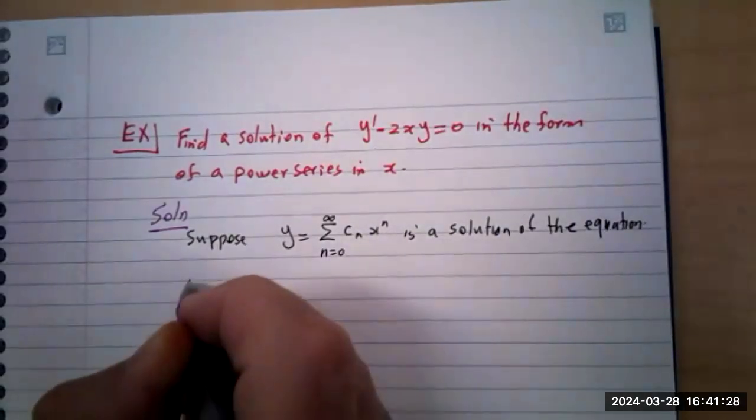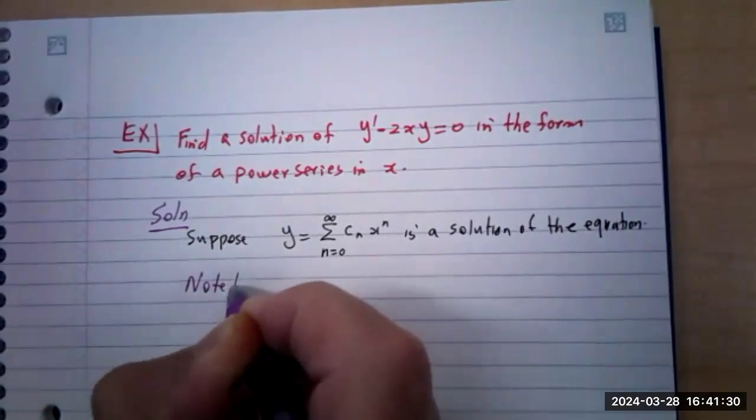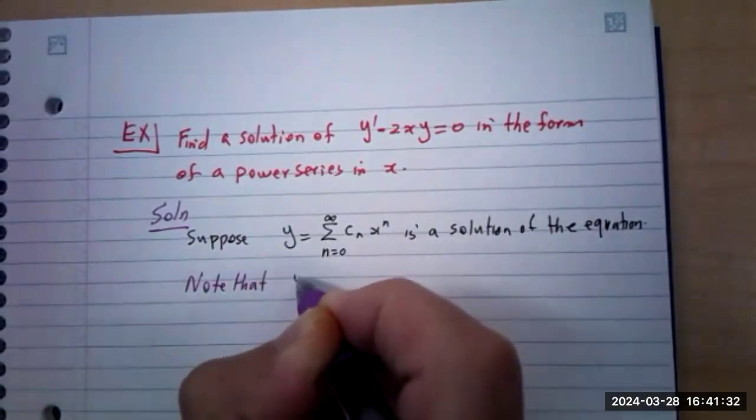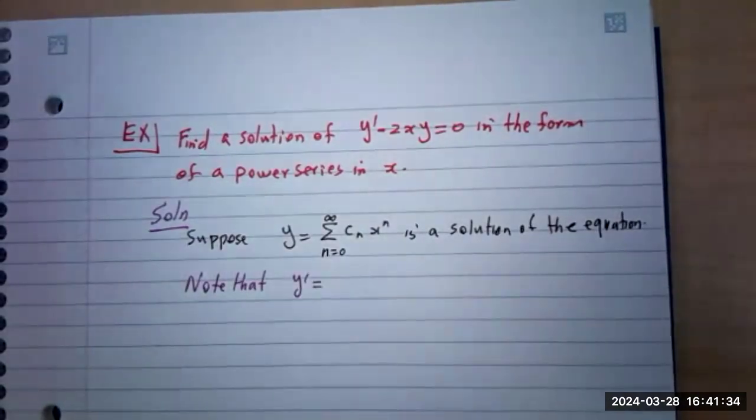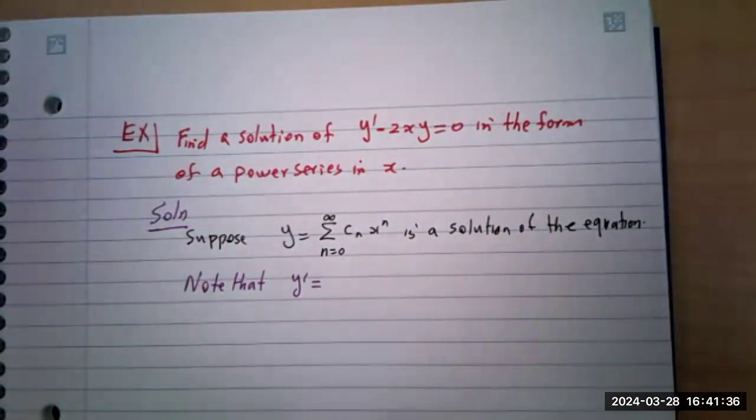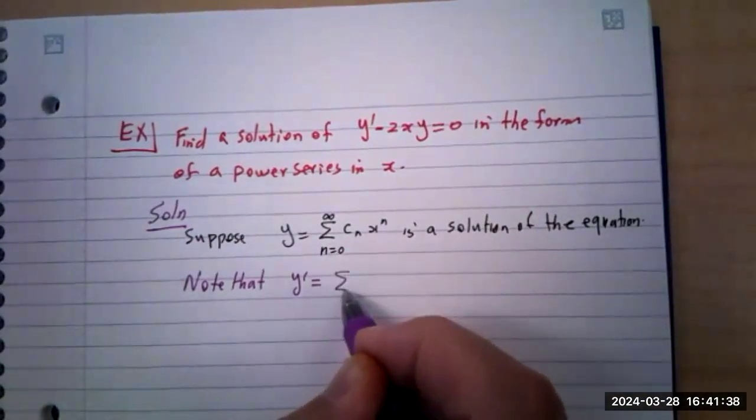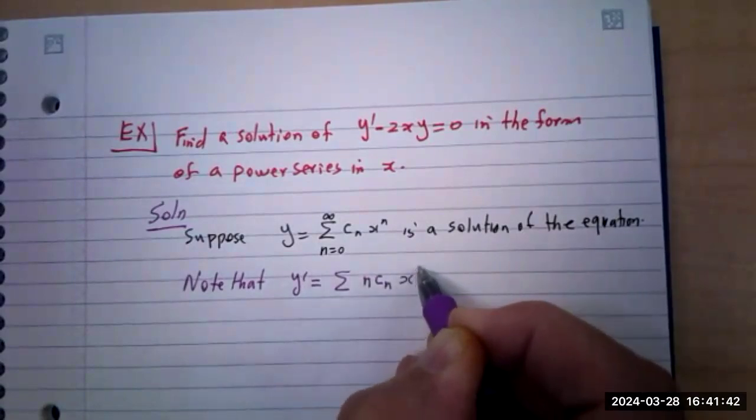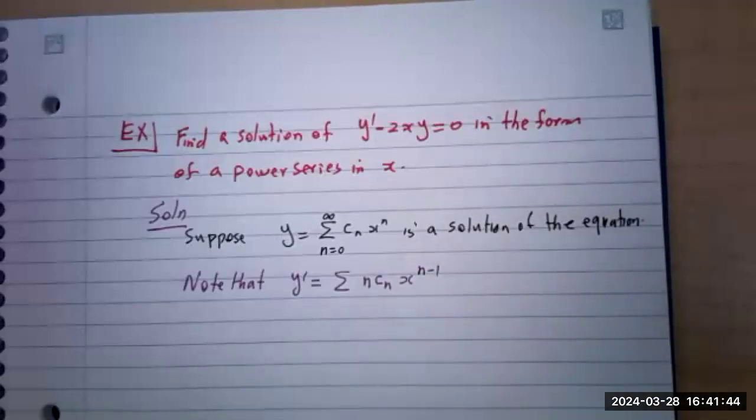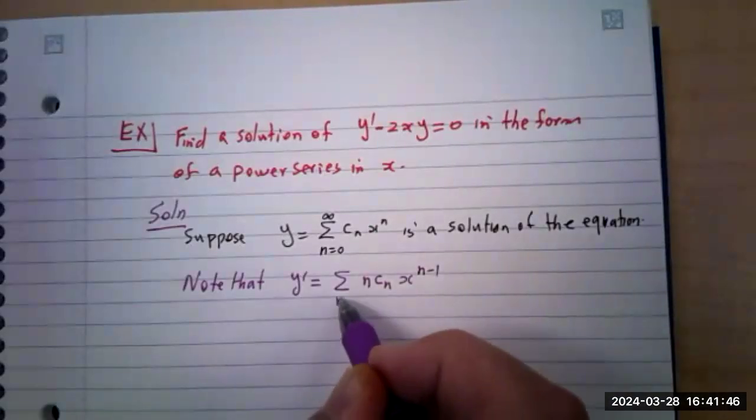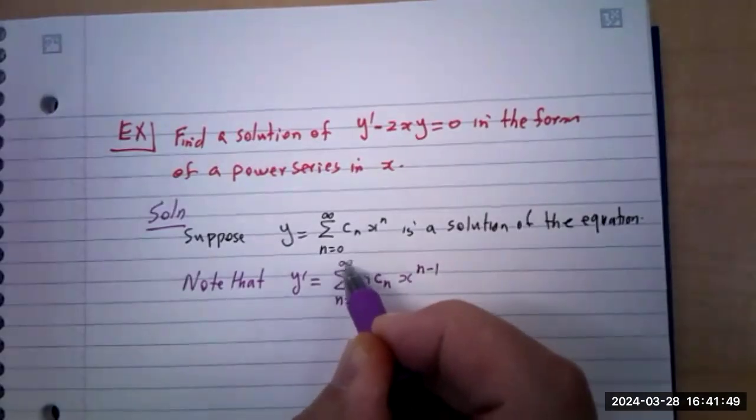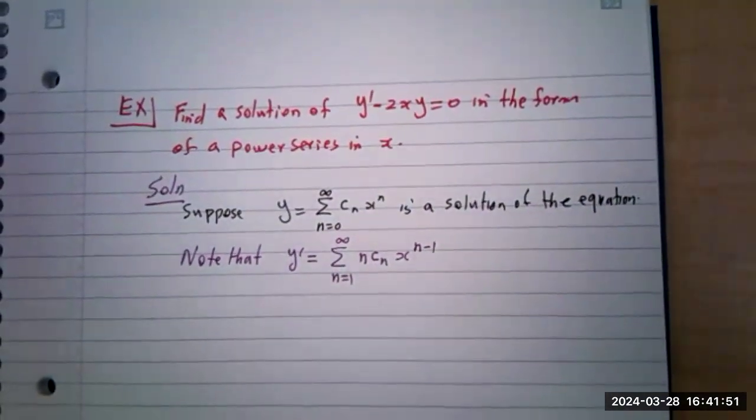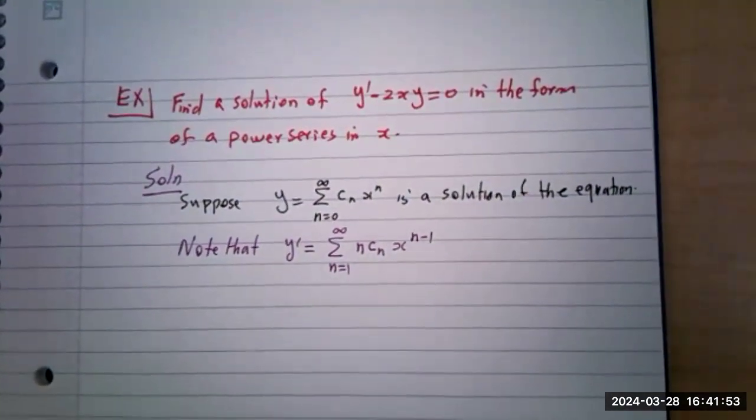So you note that y prime, you know that if you want to differentiate the power series, you just differentiate x to the n. So this is going to be sigma of n Cn x to the n minus 1. And you know that you got to be careful and start from 1 to infinity. You cannot have a negative power for power series. Now go back and substitute into the equation.